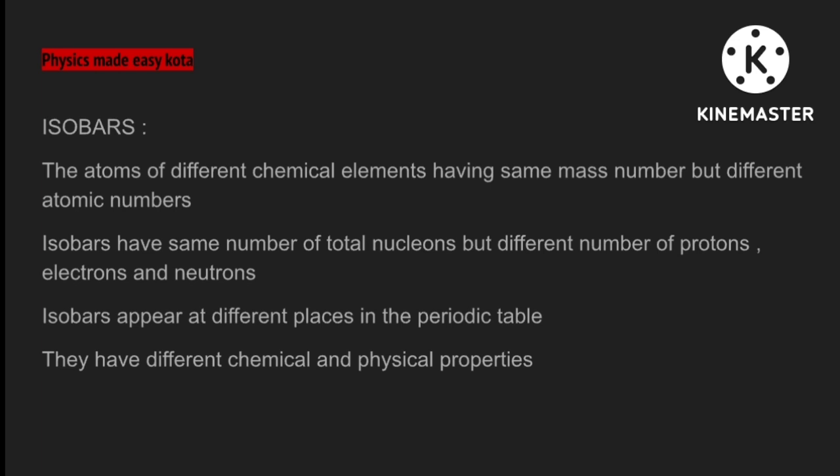Next are isobars. The atoms of different chemical elements have the same mass number but different atomic number. Isobars have the same number of total nucleons but different number of protons, electrons and atoms. Isobars appear at different places in the periodic table. They have different chemical and physical properties.